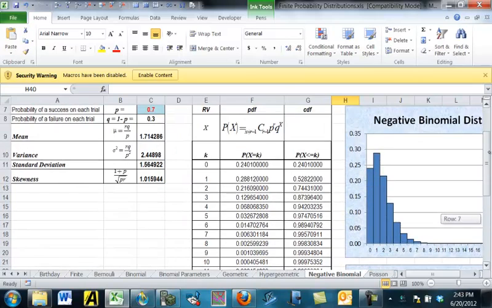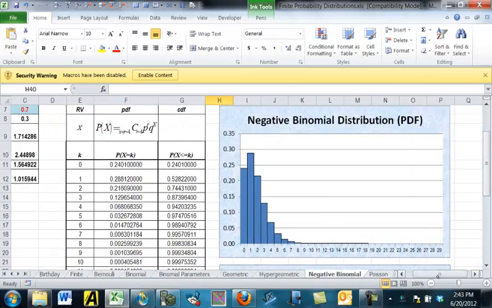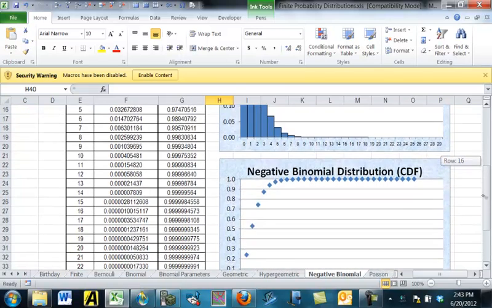Now over here we have the graphs of this, and so here we see our negative binomial distribution. And what typically happens with a negative binomial distribution is you get maybe some fairly tall bars, and it goes up a little bit and then pretty quickly starts dropping down. And so this one is skewed to the right a bit. Here's the graph of the CDF.